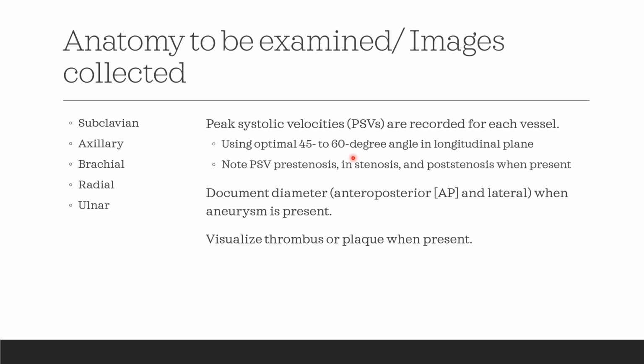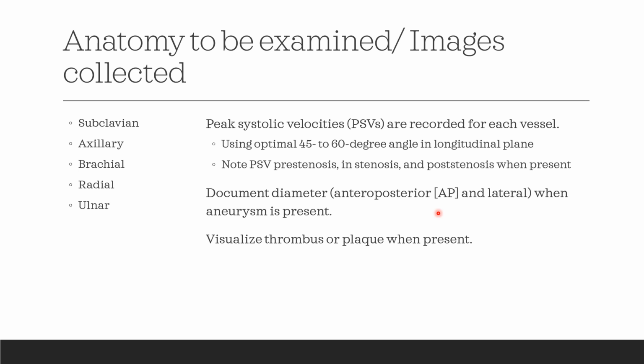In addition to that, if you identify a stenosis in your scanning, you're going to take your peak systolic velocity proximal to, at, and distal to the stenosis. And it's always good practice to walk your transducer through the stenosis so you're making sure that you're getting the maximal PSV.